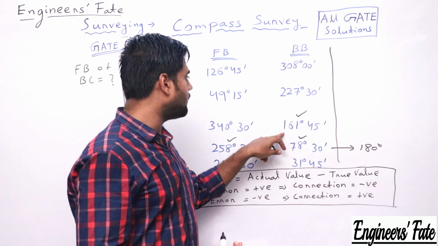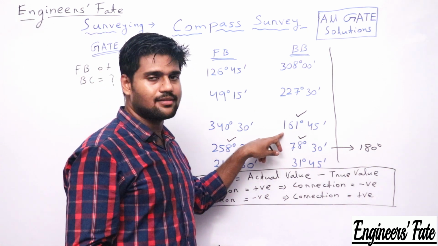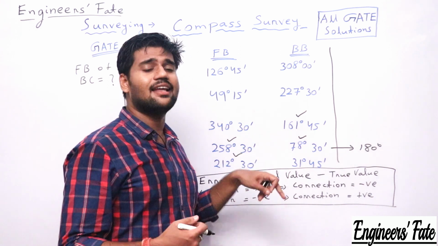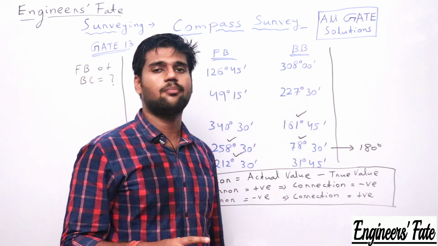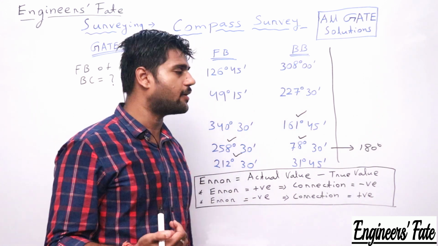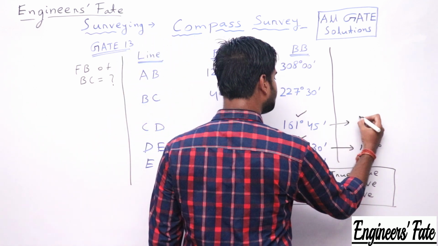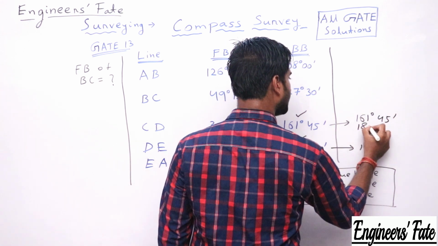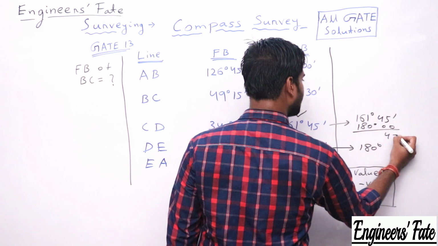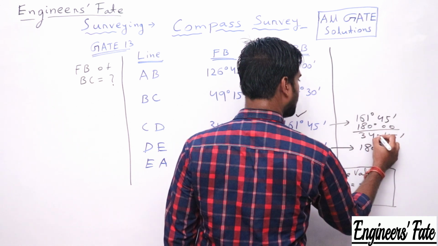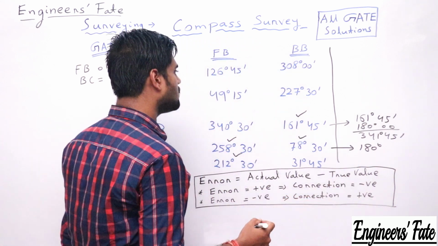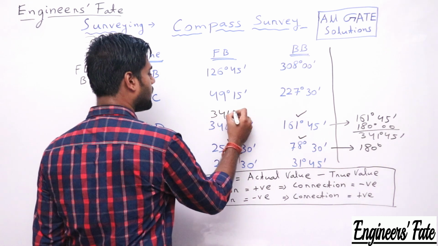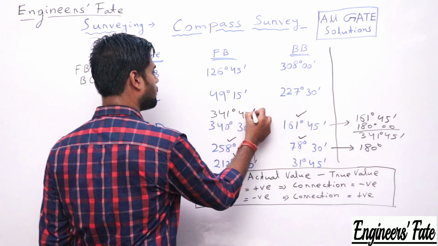So is this back bearing 161 degree 45 minute less than 180 degrees or greater than 180 degrees? It is less than 180 degrees. Less than 180 degrees means I have to add 180 degrees to get my next bearing. So simply add 161 degree 45 minute plus 180 degrees and we get 341 degree 45 minute. So the correct forward bearing for CD is 341 degree 45 minute.